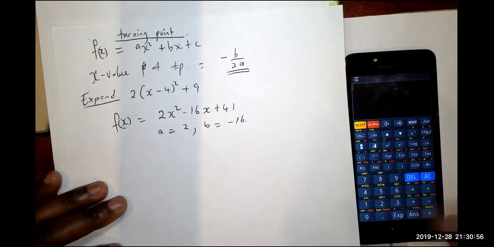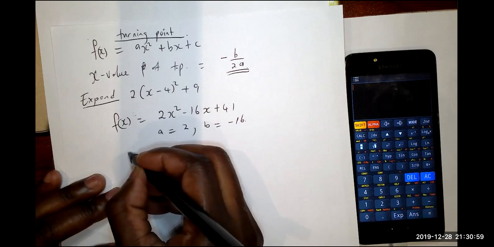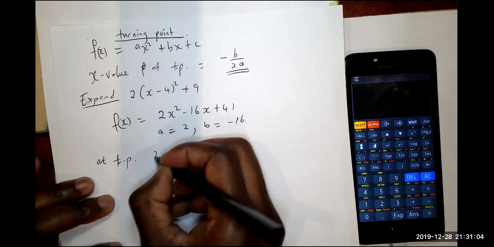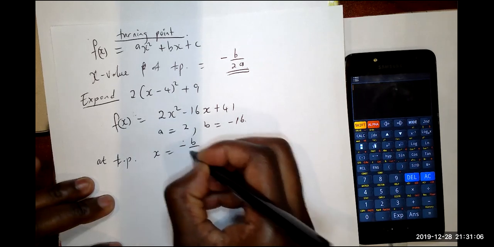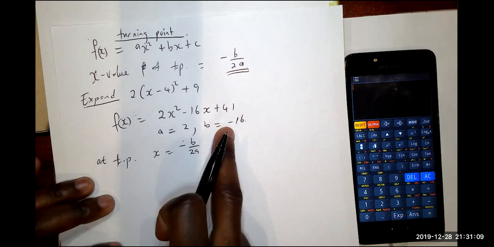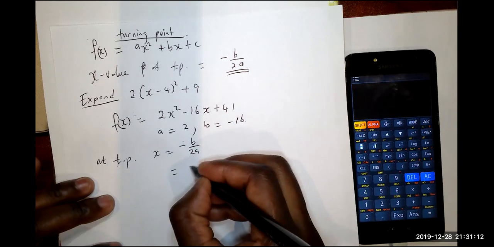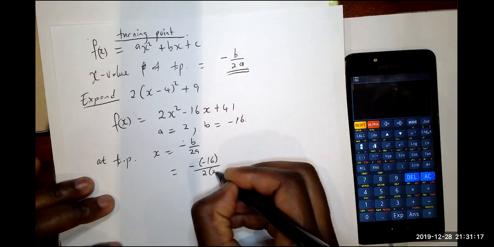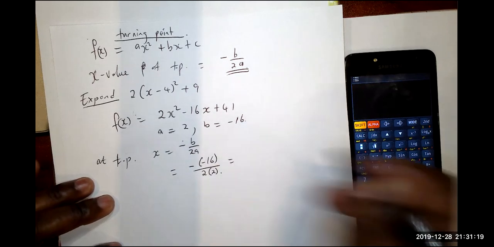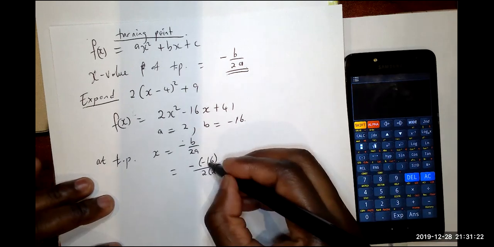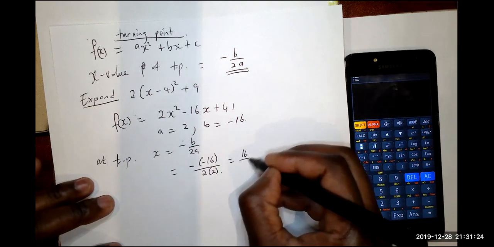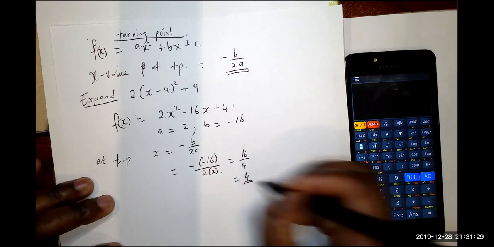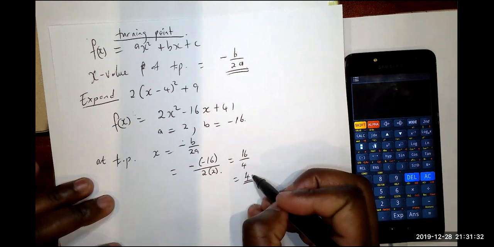So what are we going to do now? We're going to say the x value at the turning point, TP, x is equal to minus b over 2a. In this case that is negative 16 over 2, where a is 2, like that. Negative and then negative gives us positive, so it's going to be 16 over 4. And 4 into 16 gives 4. Okay, that's what we have. So the x value, we have it now.